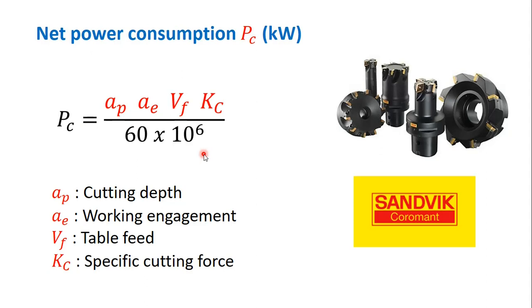Next, it is important to calculate the power consumption while I am using that machine. That can be done using these equations, where ap is again cutting depth, ae is working engagement, Vf is the table feed, and Kc is the specific cutting force. So this formula will give you the power consumption in kilowatt.